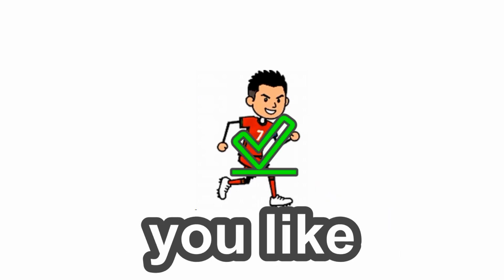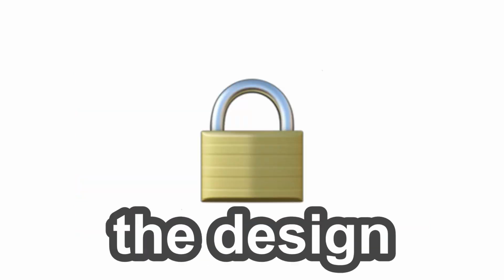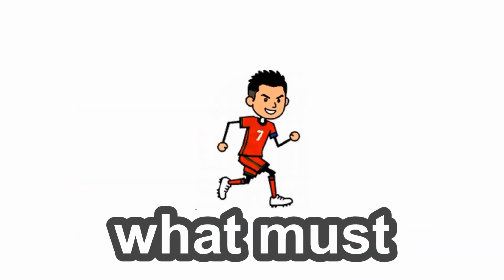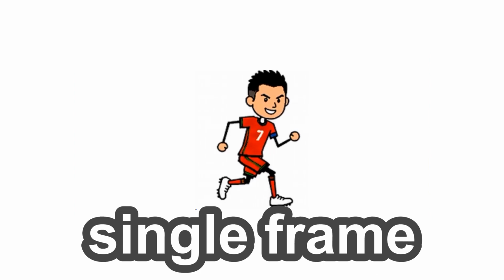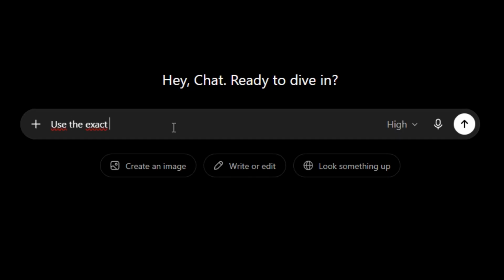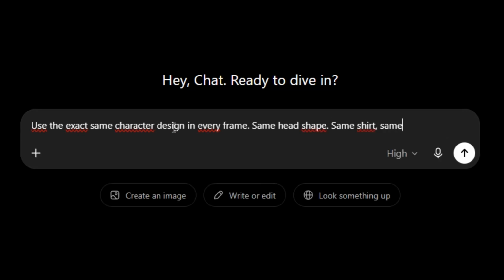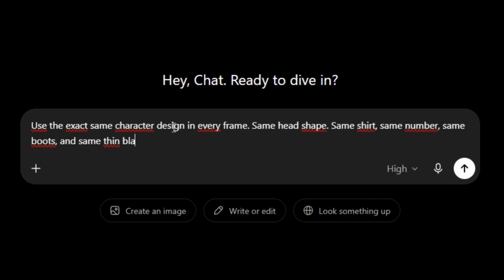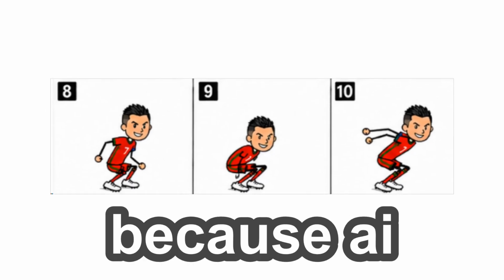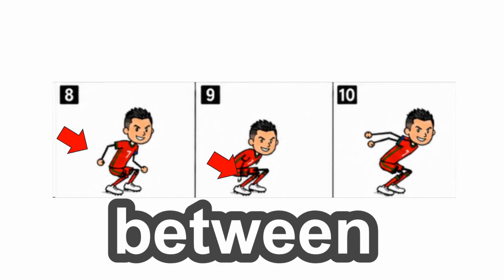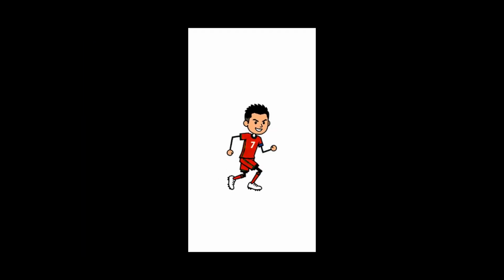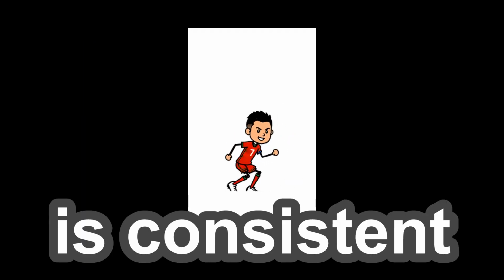Once you have a character you like, do not move on immediately. You need to lock the design. That means describing exactly what must stay the same in every single frame. For example, use the exact same character design in every frame. Same head shape, same face, same shirt, same number, same boots, and same thin black arms and legs. This matters because AI often makes small changes between frames. So the rule is simple. Before you animate, make sure the design is consistent.